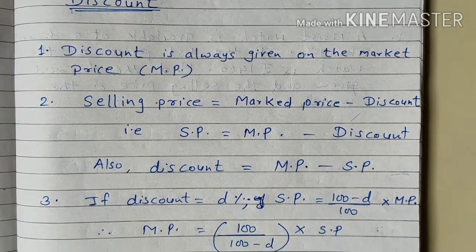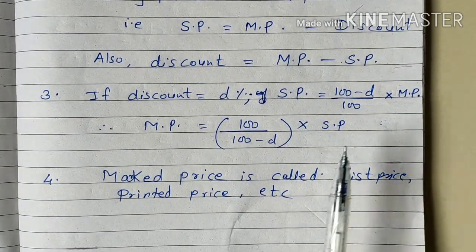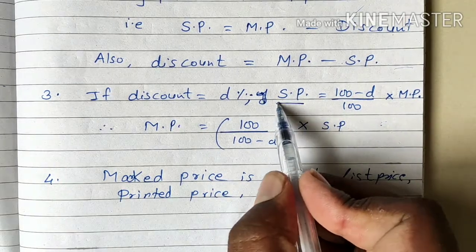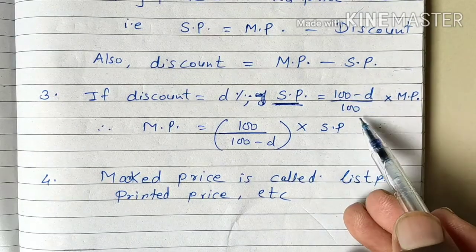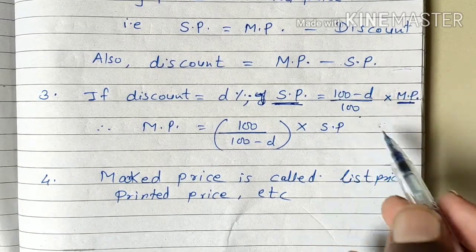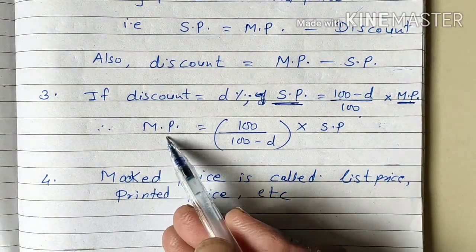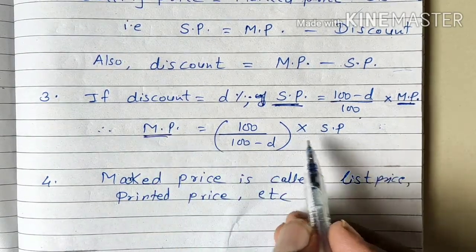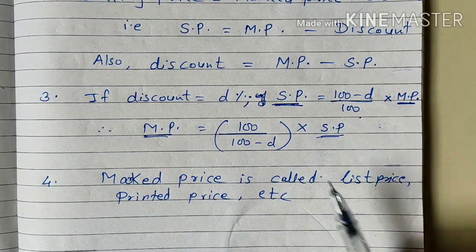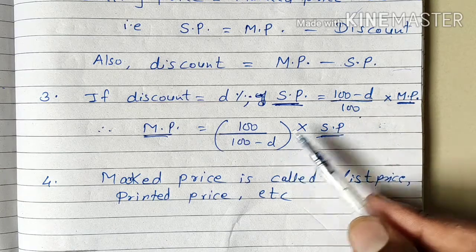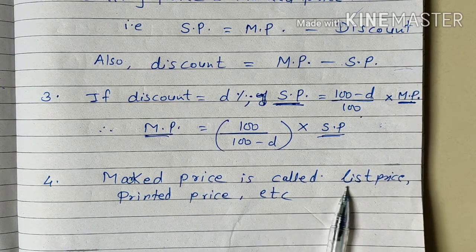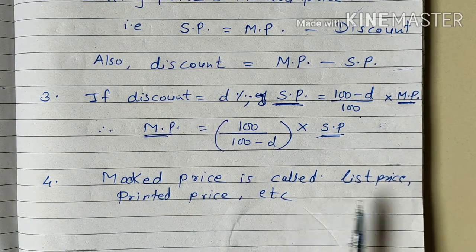Okay, then in case the discount is given to us in percent form, we can find the selling price by using the formula (100 minus D) upon 100 multiplied by market price. This is the same formula that we learned in the previous exercise. Or we can find the market price as 100 upon (100 minus D) multiplied by selling price. Here D stands for discount percent, whatever is given in the question. And marked price is also called list price, printed price, etc.